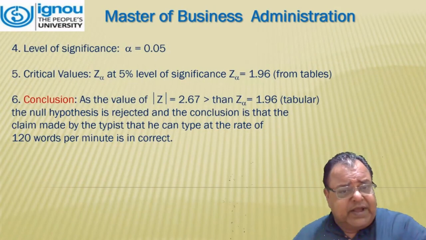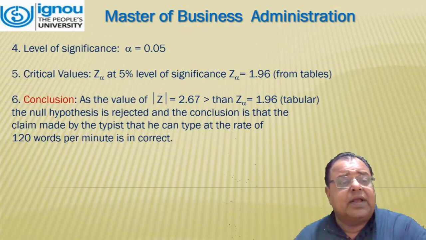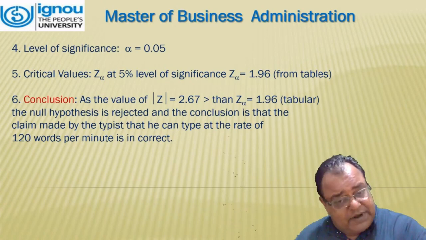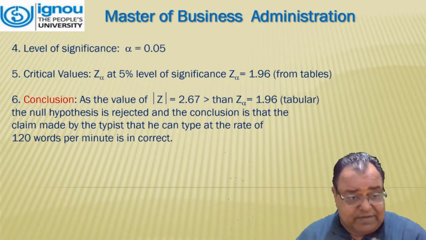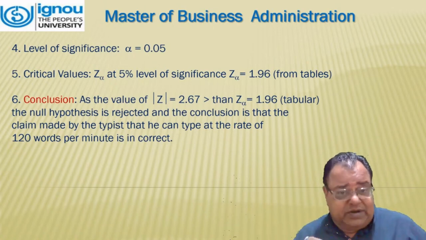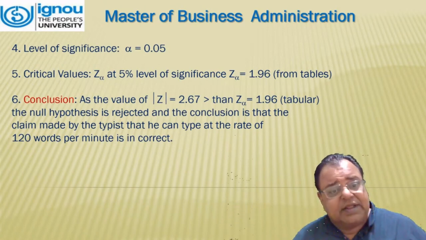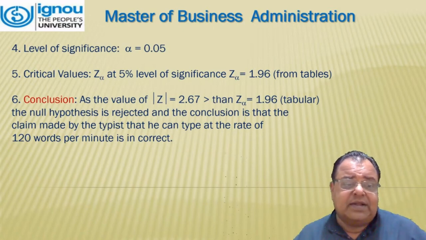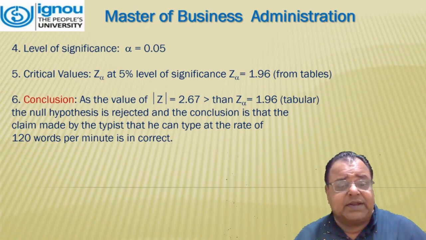The level of significance is 5%, that is 0.05. Critical value of Z alpha at 5% level is 1.96 from the tables. What is the conclusion? We get a value of 2.67. As the value of mod 2.67 is greater than 1.96, the null hypothesis is rejected. And the conclusion is that the claim made by the typist that he can type at the rate of 120 words per minute is incorrect.